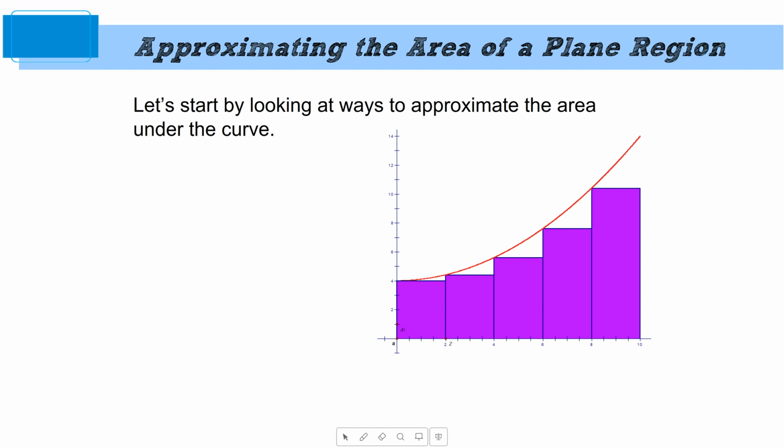Everybody with me so far? Good. Luke, how could I make it more accurate? Trapezoids. Good. We'll get to that later. We use something called the trapezoid rule. What else can we do?